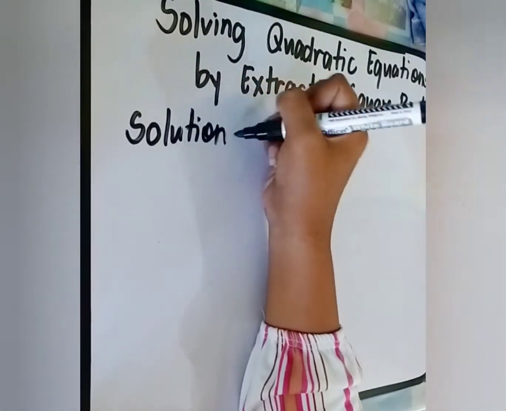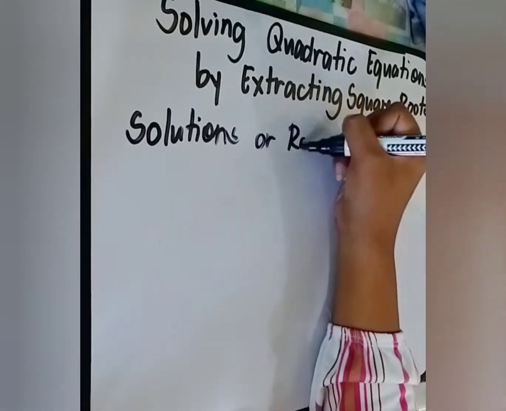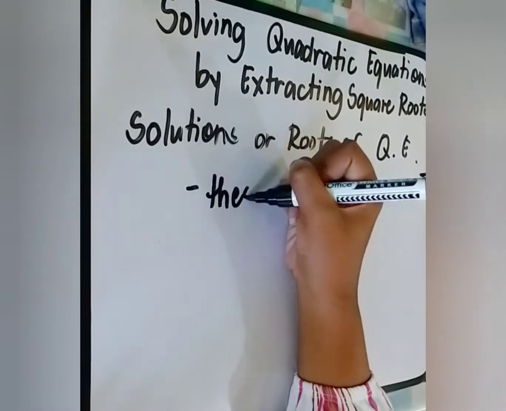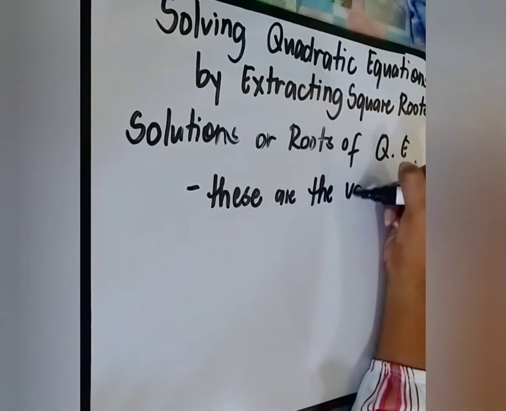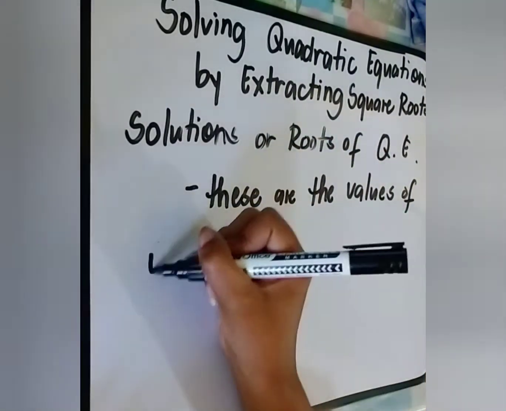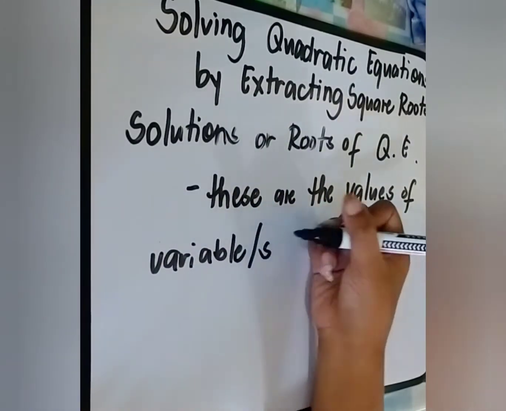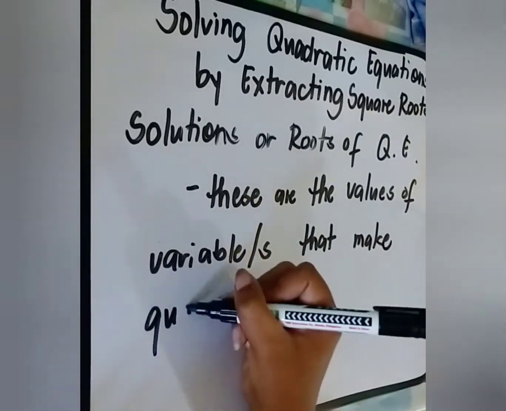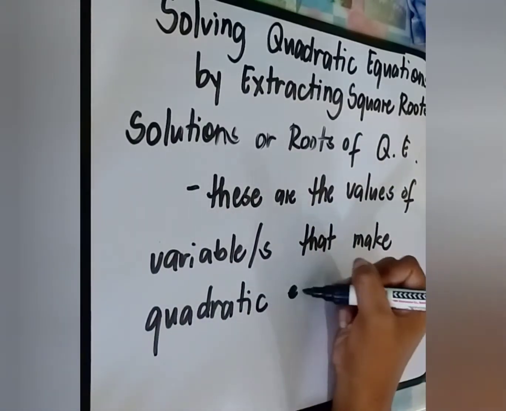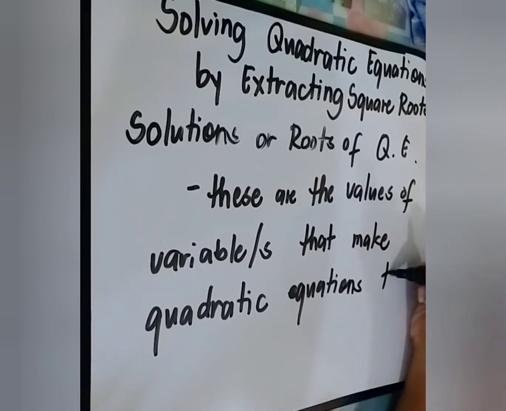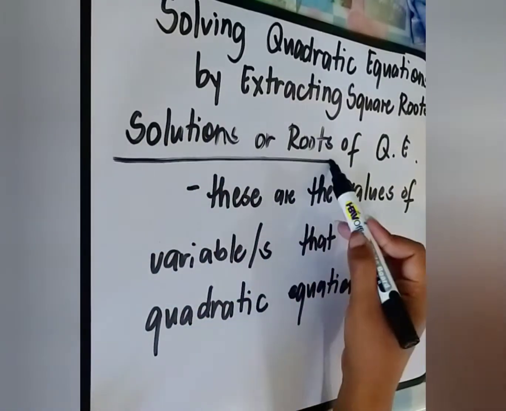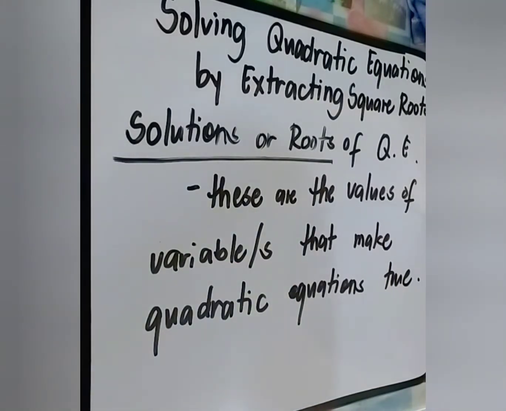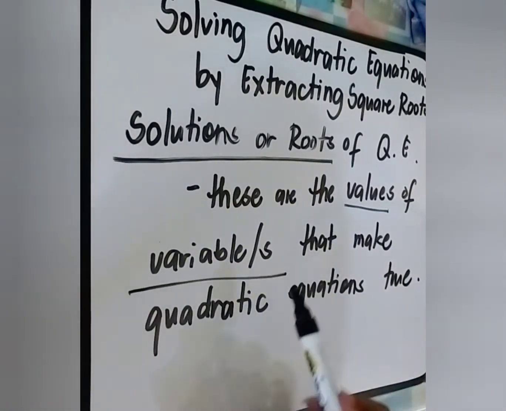And ngayon, i-define natin yung dapat hanapin or hahanapin sa solving quadratic equations by extracting square roots. And ito yung mga solutions or roots ng quadratic equation. So, ang definition niya ay, these are the values of the variable or variables that make the quadratic equation true. Okay, so yan ang definition ng solution or roots ng quadratic equation.